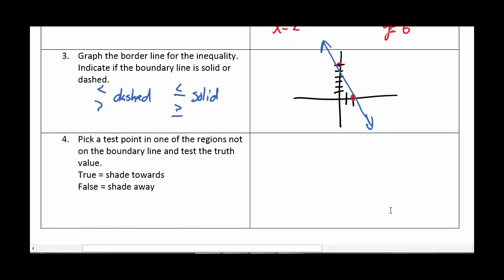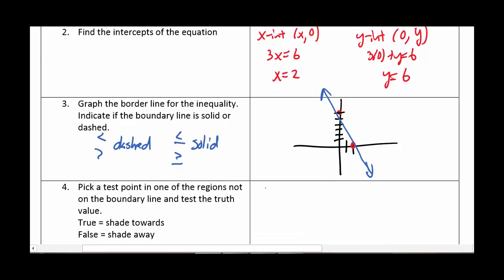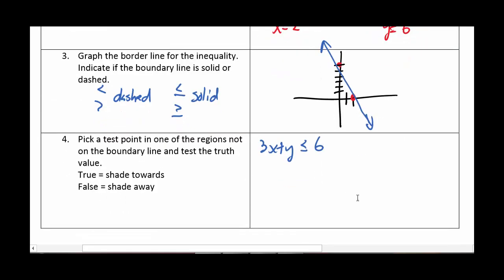And then the last part is to decide whether I'm going to shade above the line or below that. The way we go about doing that, let me get the inequality back here. So 2x plus y less than or equal to 6. I'm going to pick a test point, something that's clearly not on the line. It's either one side of the line or the other. And 0, 0 is a really nice point if I can get away with using it. Sometimes it's on the line, so I can't use it, but then I just pick another point that I happen to know is not there.